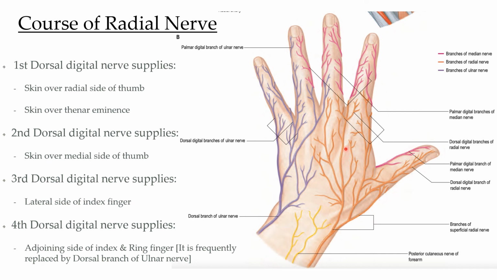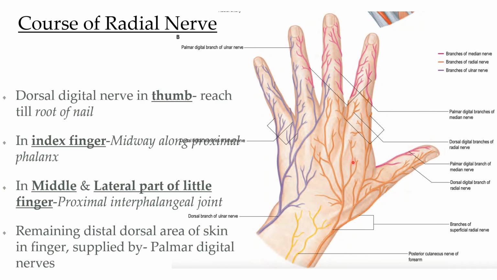The fourth dorsal digital nerve provides cutaneous nerve supply to the adjacent parts of the second and third digits. And the fifth dorsal digital nerve provides cutaneous nerve supply to the adjacent parts of the third and fourth digits.